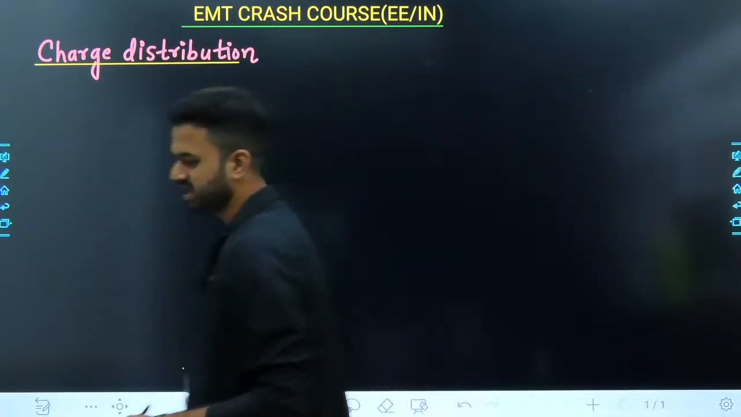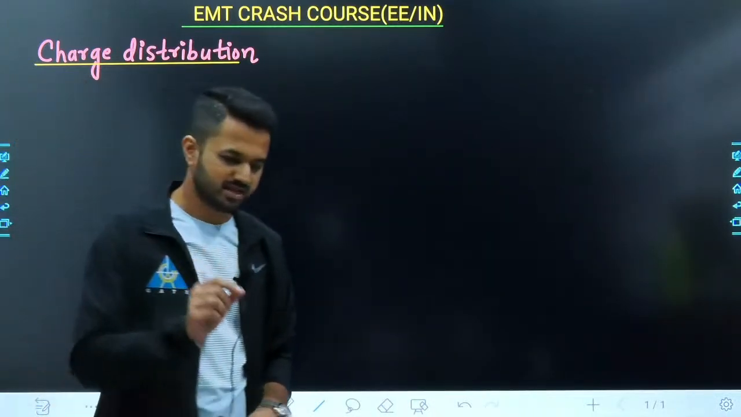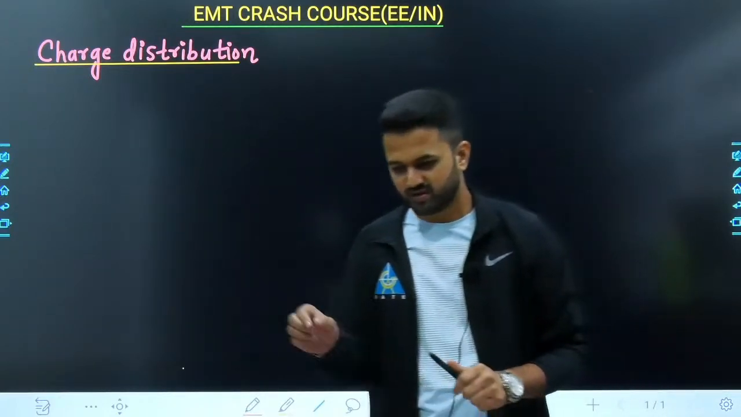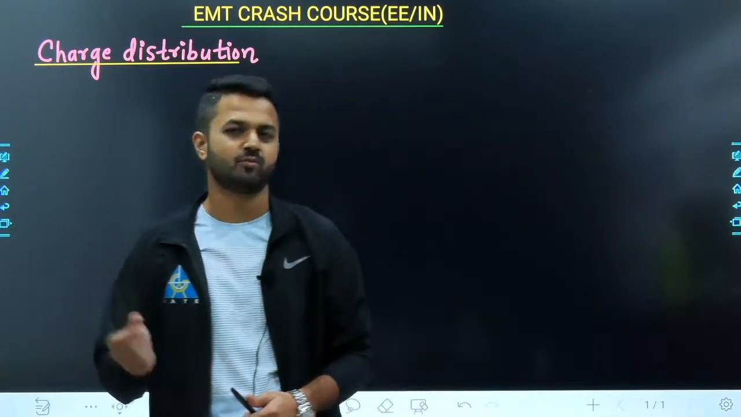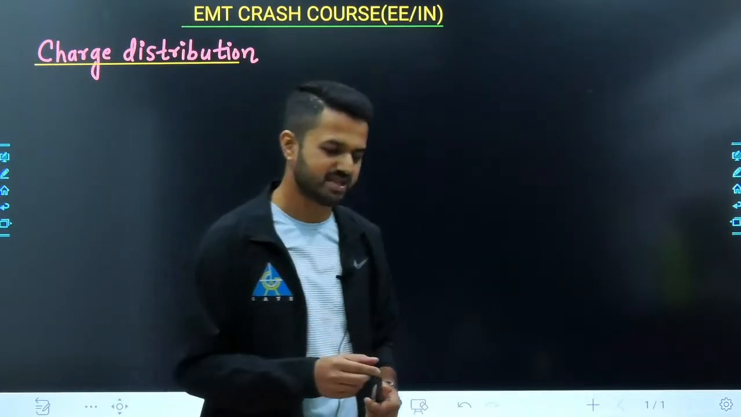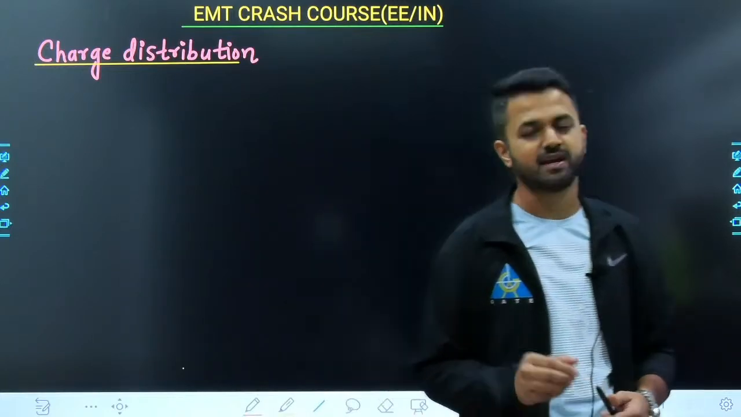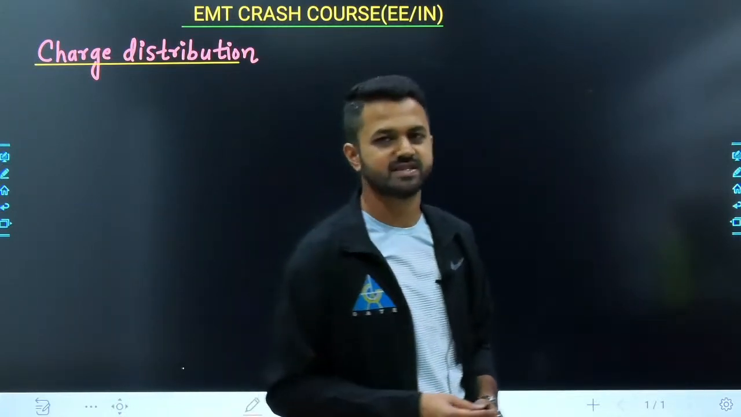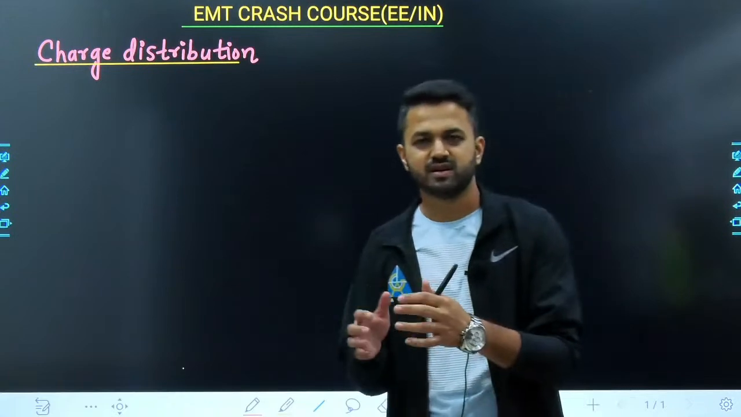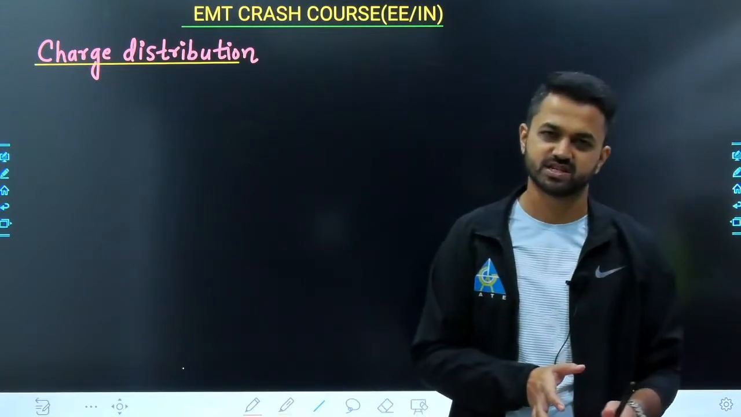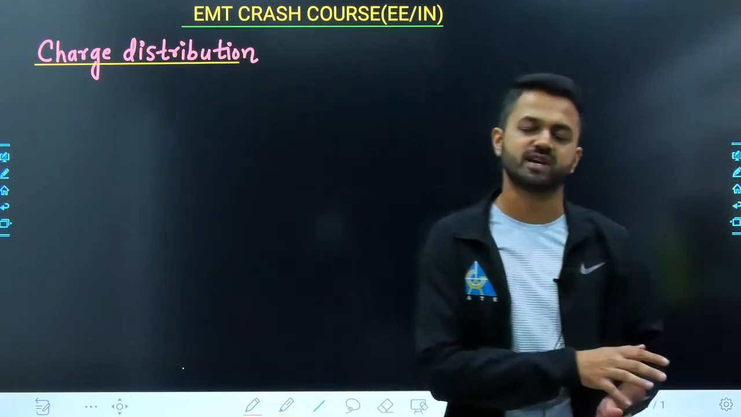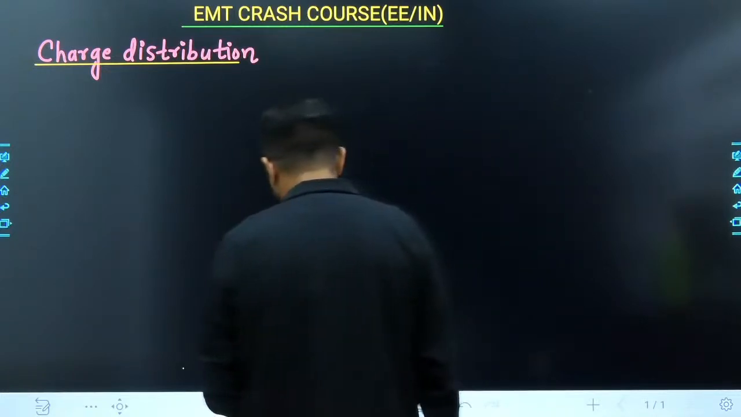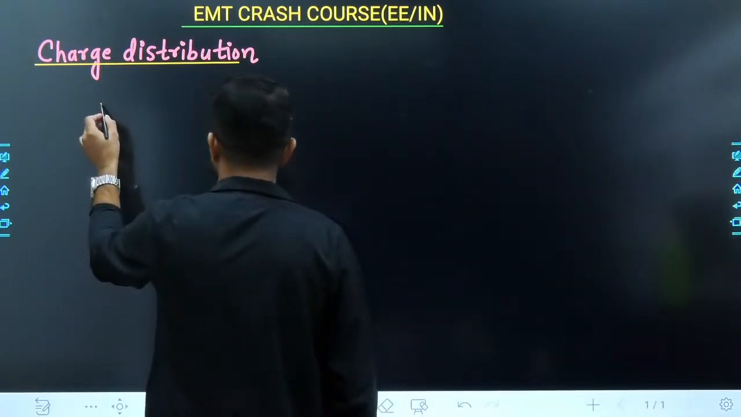In the charge distribution, actually what we study is that the charge is not always present in the form of a point. Before this topic we discussed point charges. It is not necessary that the charges will be present in the form of a point. They may be present along a line, on a surface, or in a volume. So we have to consider all those charge configurations, and for all of them we have to find the electric field.